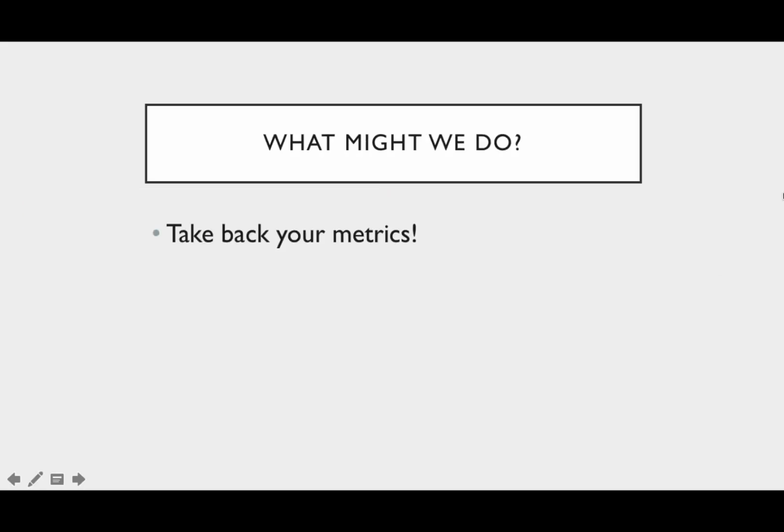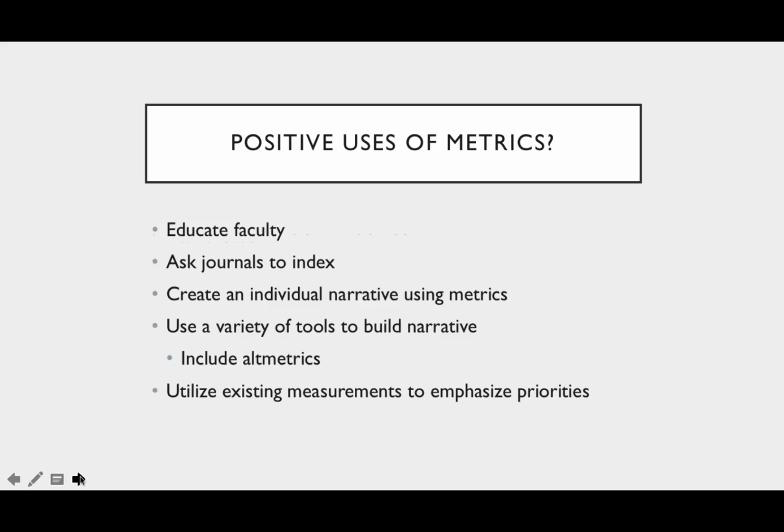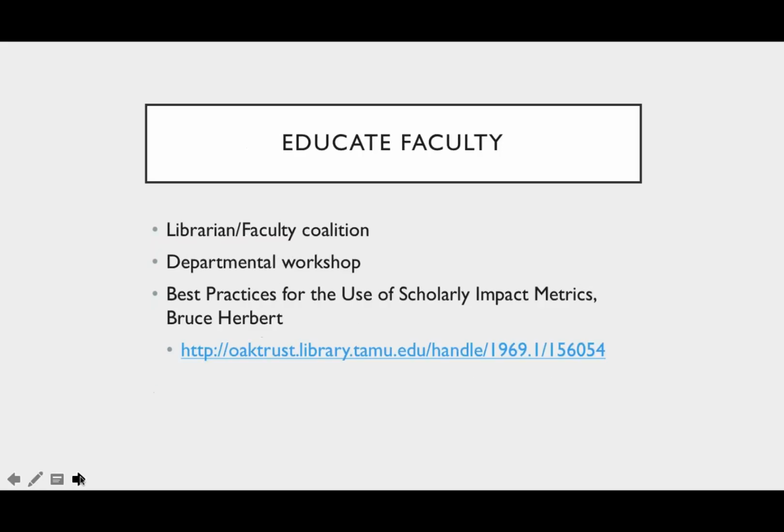So enough of the problems with it. What can we do? What might we do to fix these issues? We've talked a lot in our institution, and particularly our department, about how to take back our metrics. And by that I mean think about positive uses of metrics. I want to highlight these 4 items because I think we've had a good track record of rethinking the way metrics might work for us in our department.